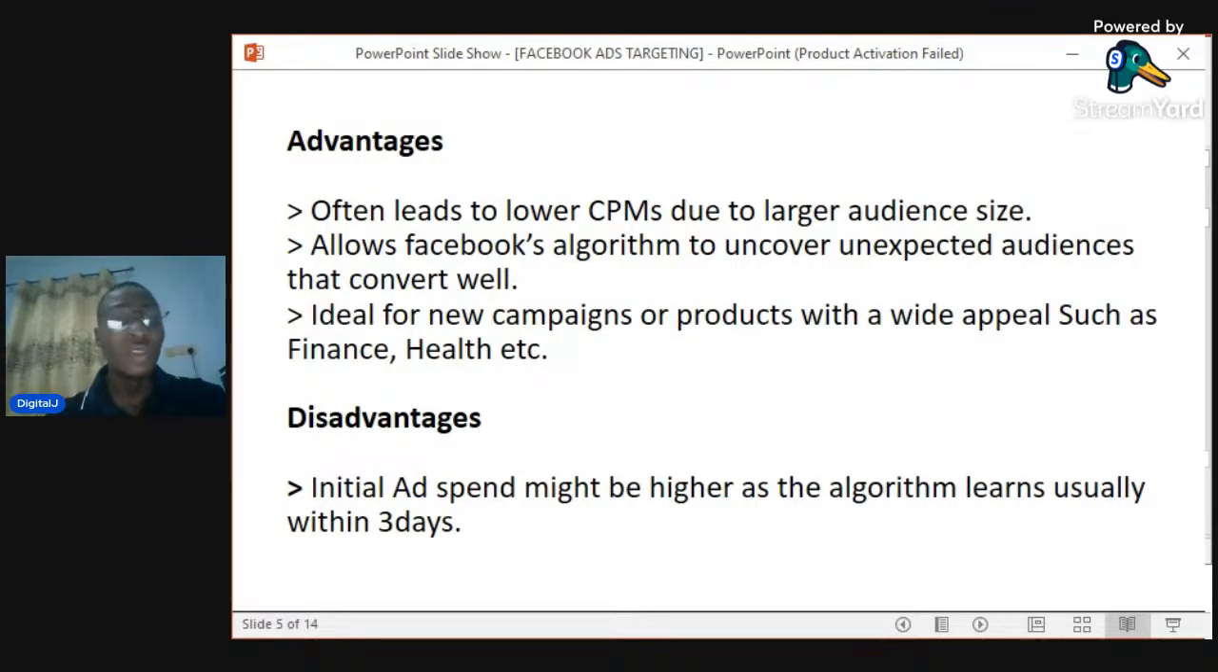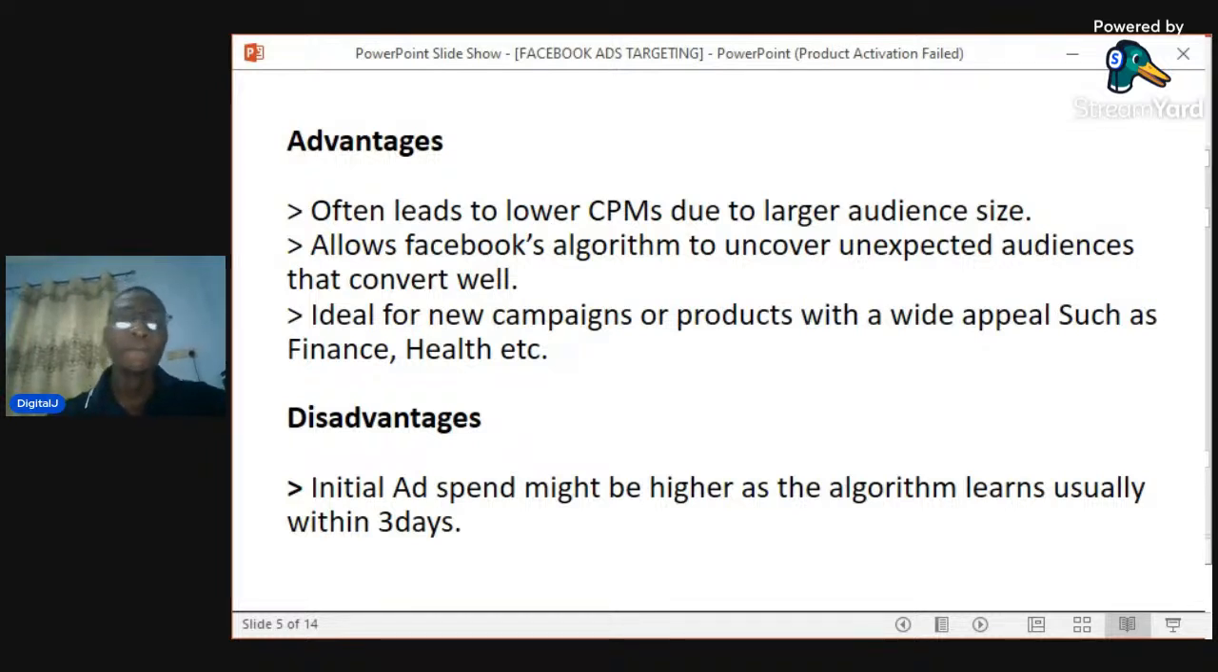Understand? So by so doing, Facebook might actually uncover a new set of persons that you wouldn't even have thought would be interested in your product or in your services. So that is one of the advantages of using broad targeting. It helps Facebook to uncover new audiences for you that will convert well.